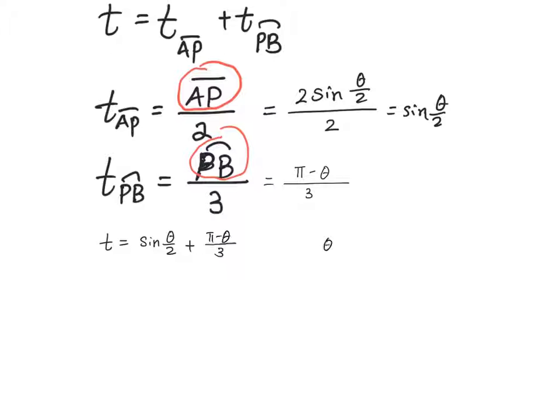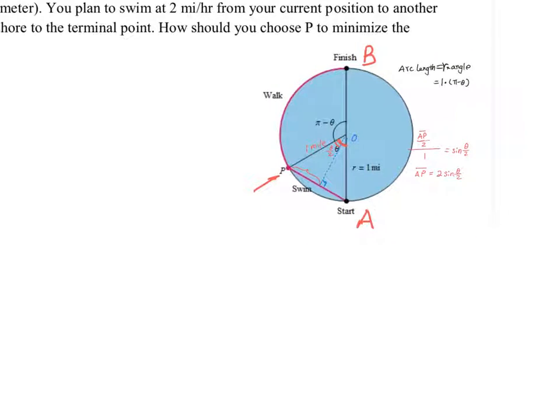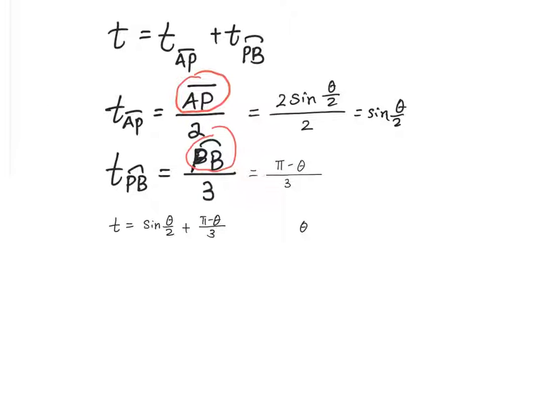Now, what is theta equal to? So the domain of theta is, when theta is 0, that means P overlaps with A. That means you walk all the way from A to B. When theta is pi, which means the whole straight line, that means you're going to swim across from A to B. So these are two extreme cases. With that, we do know that theta is going to be from 0 to pi.